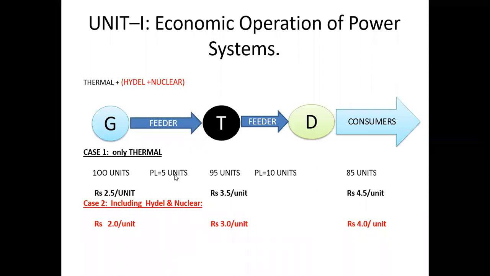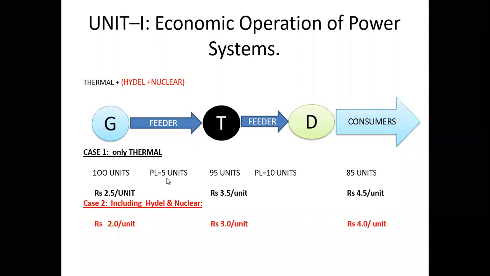But coming to the most important point, the economical point of view. Let us assume we are spending 2.5 rupees per unit at the generation side. If we want to transfer the same power to the consumers, we need to add the cost required for the power loss and also the transmission cost. We need to add these two costs along with the generation cost. Then we can say 3.5 rupees per unit at the transmission side.